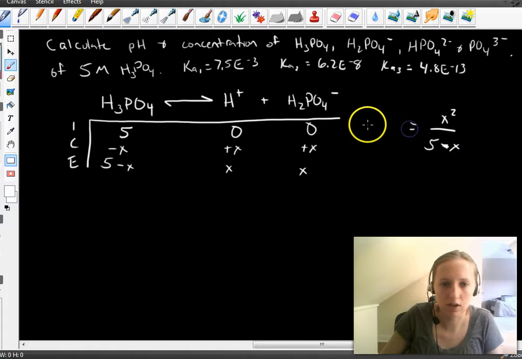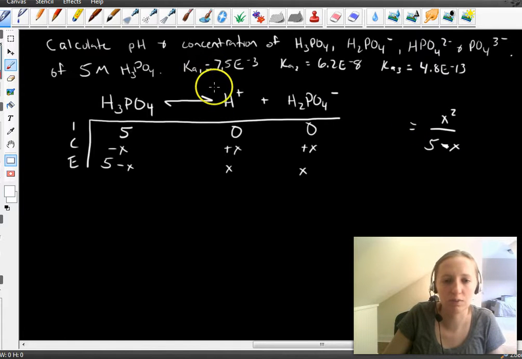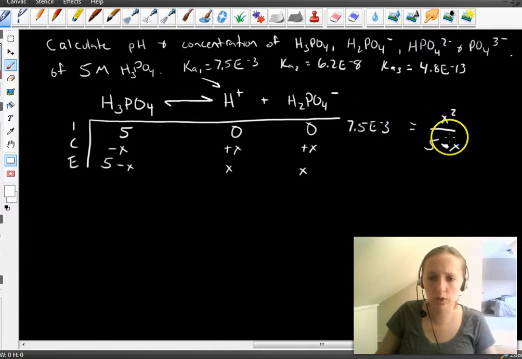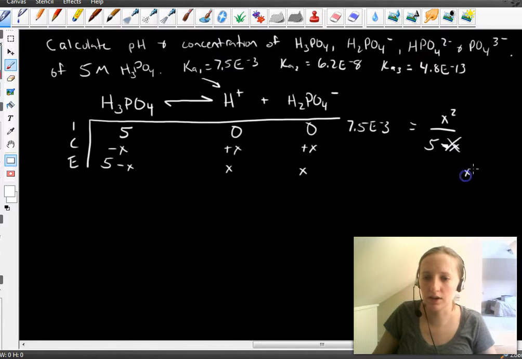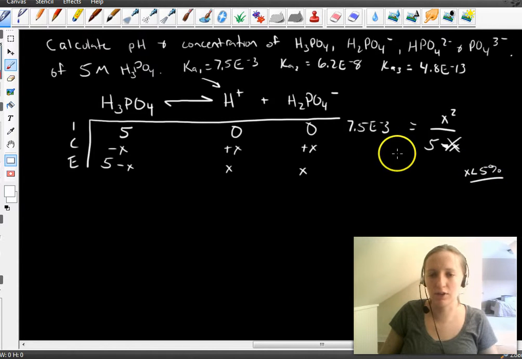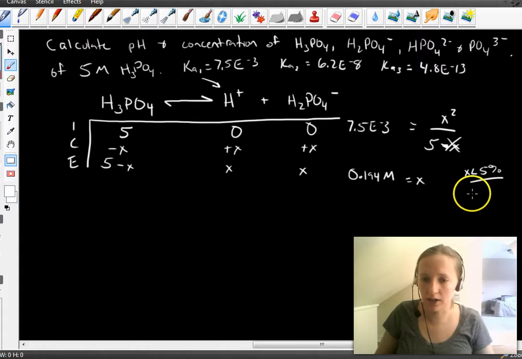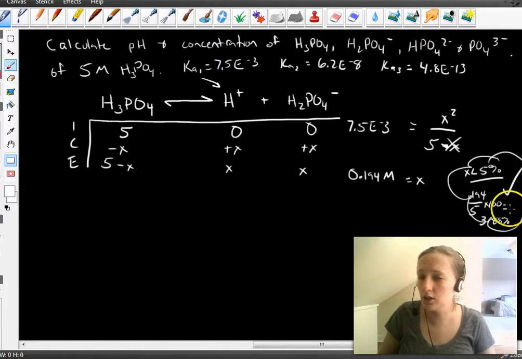So to do this, we say x squared over 5 minus x equals our first Ka, the Ka for the first proton that comes off, which is 7.5 e negative 3. We're going to kill our x and make sure that we go back and check to see that x is less than 5%. You multiply by 5 and take the square root to get x equal to 0.194 molar. And we go back and check, and that's 0.194 over 5 times 100, and that gives you 3.88%. Now, that works, check, but it's getting close.